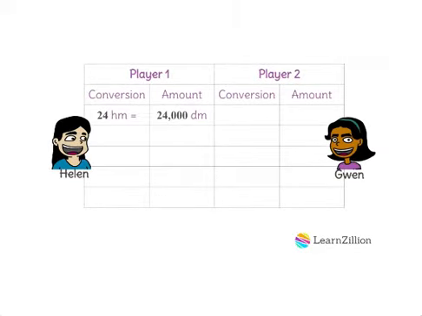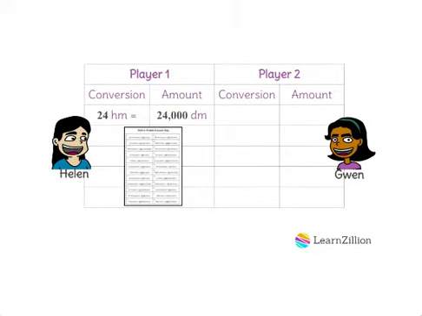On the recording sheet, Helen first checks to make sure that Gwen was correct, and she was. So she writes down what she started with, the 53 decameters, equals or is equivalent to 5,300 decimeters.